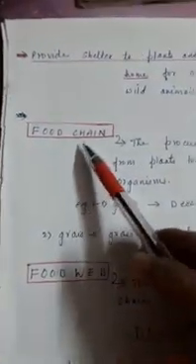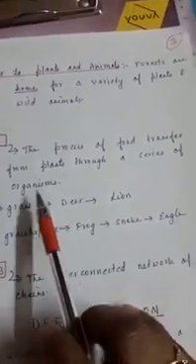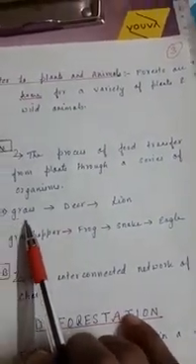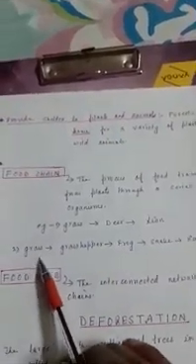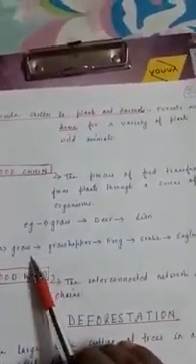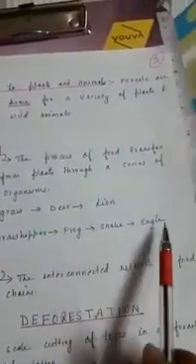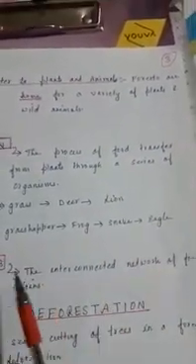Now, food chain. What do you mean by food chain? The process of food transfer from plants through a series of organisms. It means every living thing depends on others for its food. For example, grass, deer eats grass, lion eats deer. This is a sequence of a food chain. Second example is grass. Grasshopper eats grass, frog eats grasshopper, snake eats frog, and last is an eagle. Eagle eats snake. This is called a food chain.